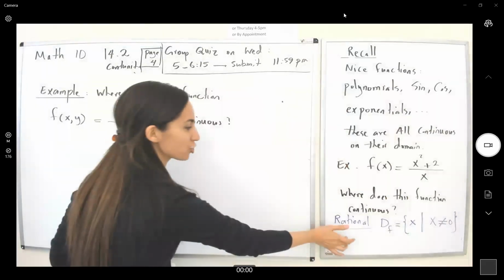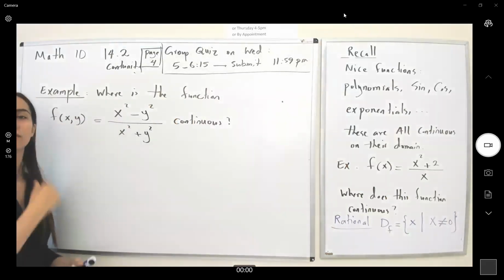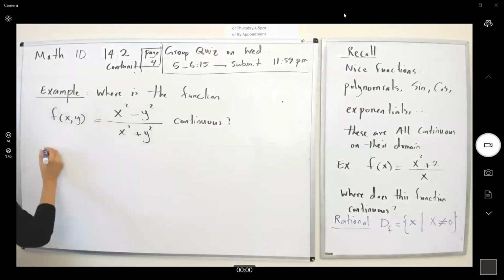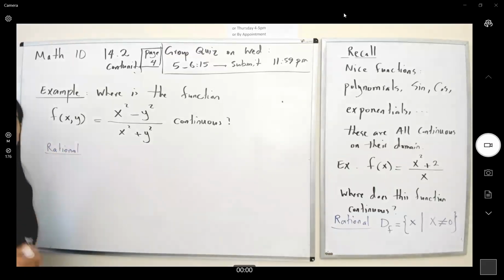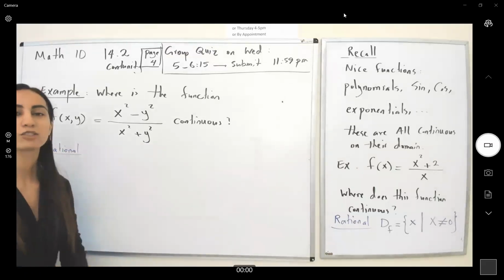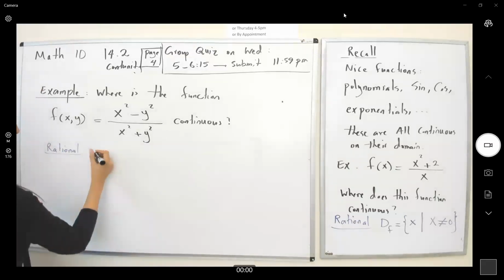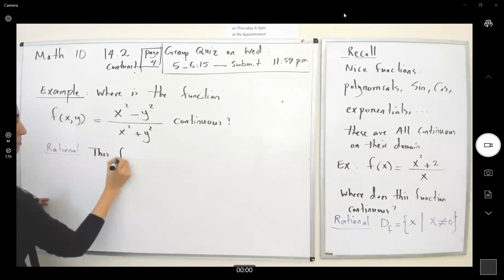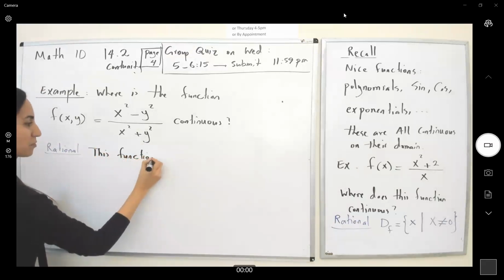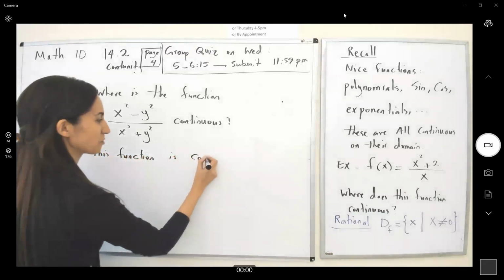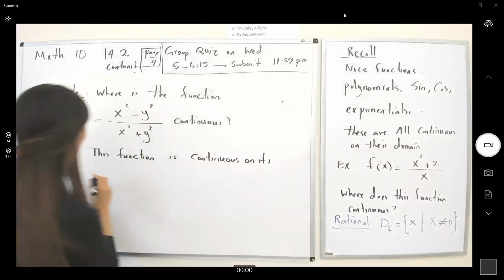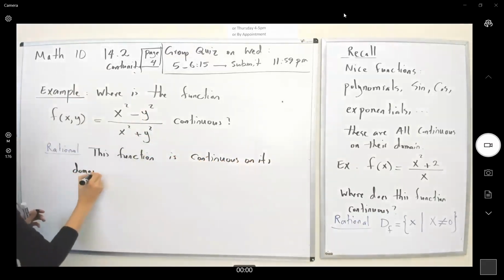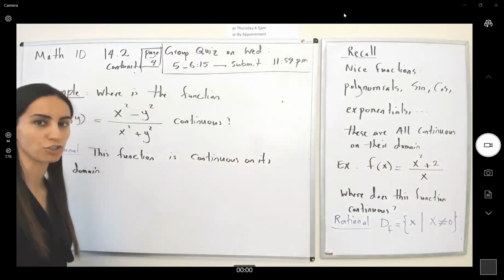You have a rational function. Here you have another rational function. It's a rational or quotient function. It's continuous on its domain. This function is continuous on its domain. Okay, what's the domain of the function?